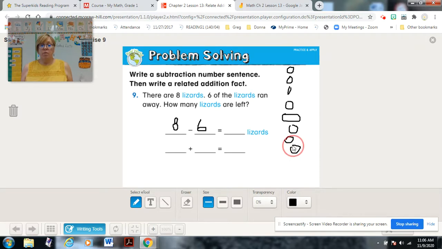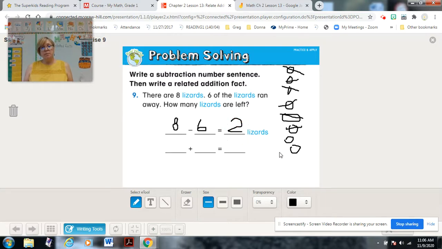Okay. Now, they said that 6 of them ran away. So I'm going to X them out. 2, 3, 4, 5, 6. How many lizards are left? 1, 2.